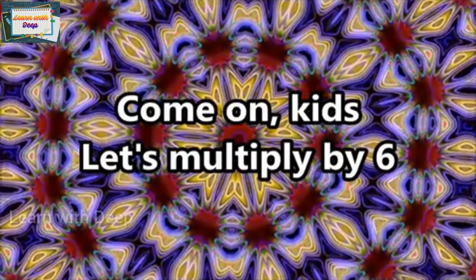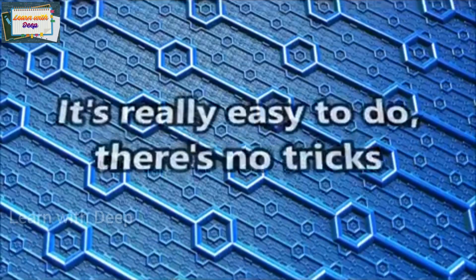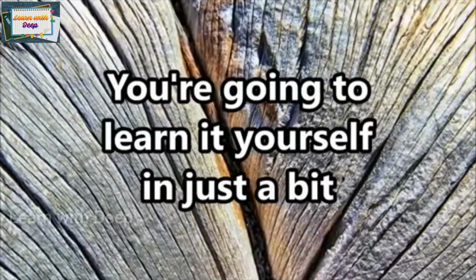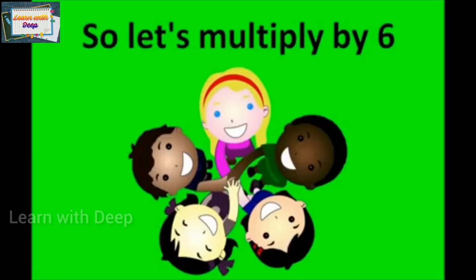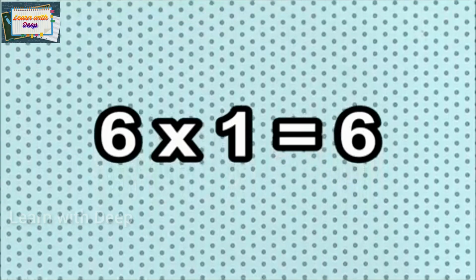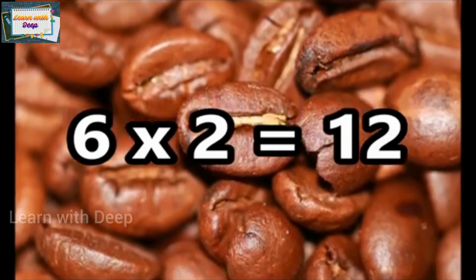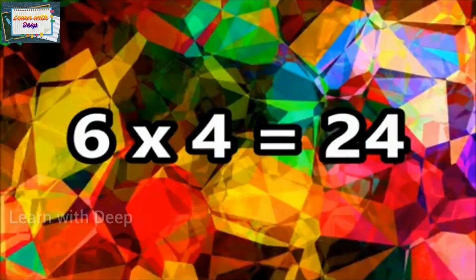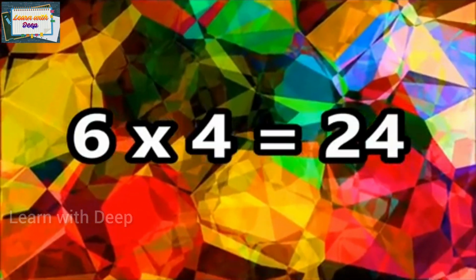Come on kids, let's multiply by 6. It's really easy to do, there's no tricks. You're gonna learn it yourself in just a bit. So let's multiply by 6. Here we go. 6 times 1 is 6. 6 times 2 is 12. 6 times 3 is 18. 6 times 4 is 24.